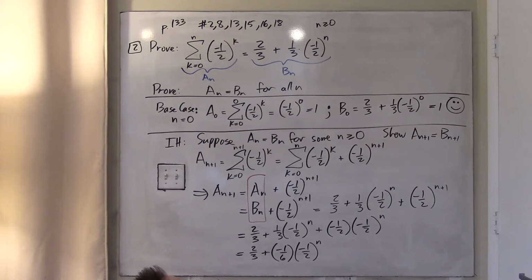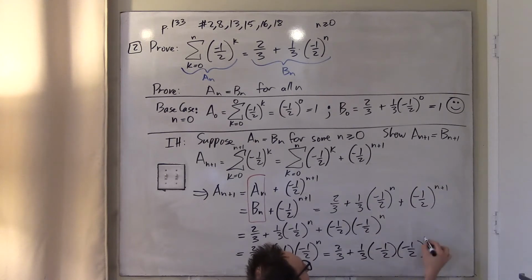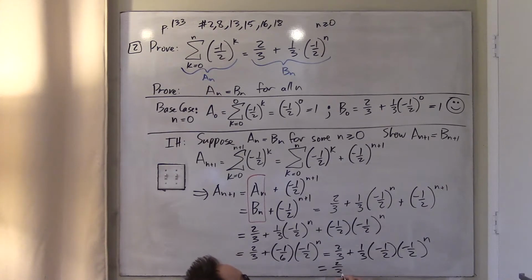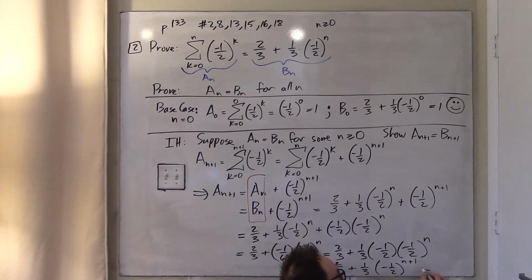Okay, but I don't want it written like that. I want it written like 2/3 plus, I want to rewrite negative 1/6 as 1/3 times negative 1/2 times negative 1/2 to the n. Okay, and what is this? Squeezing this in here, this is 2/3 plus 1/3 times negative 1/2 to the n plus 1. In other words, it is exactly b sub n plus 1, which was the goal to show.